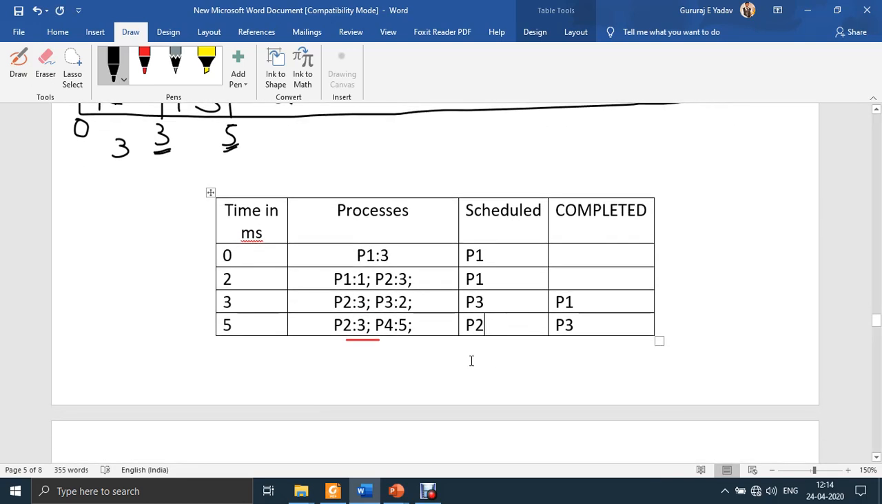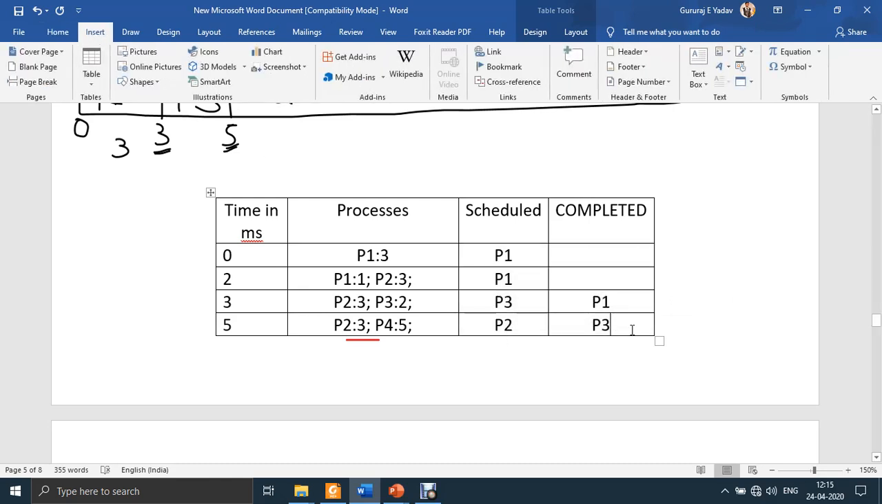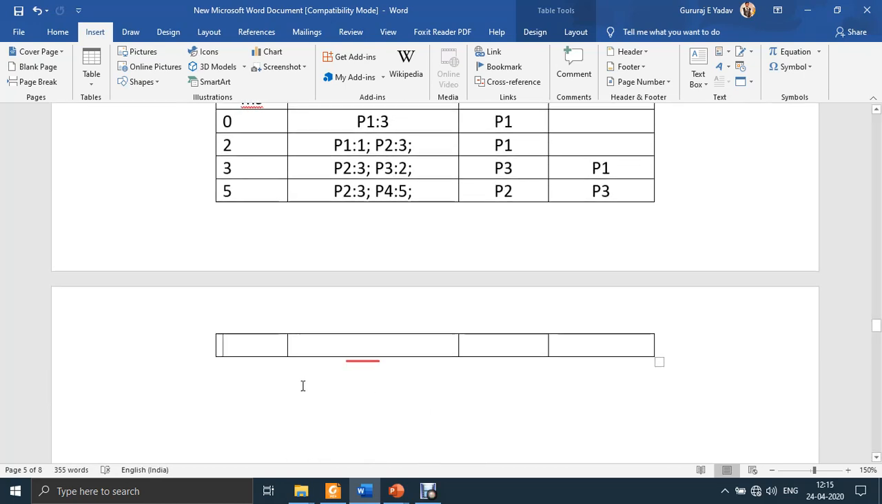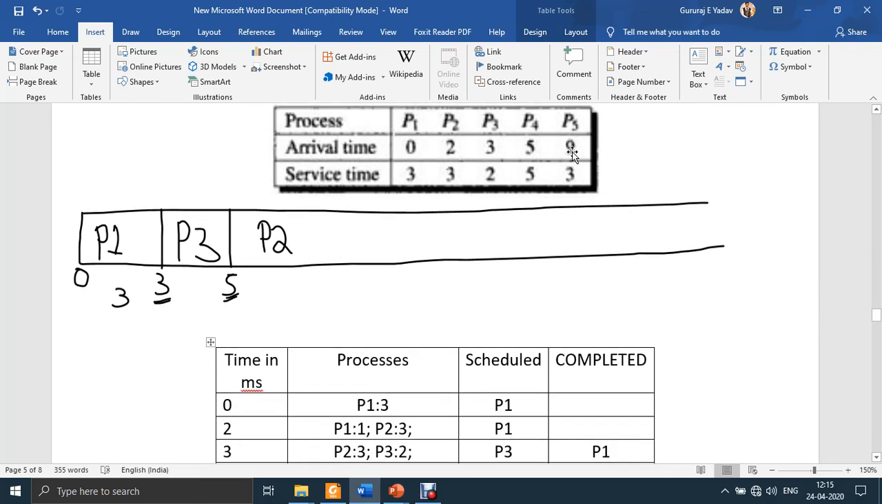I am going slow because it is very important. This is the problematic part in this entire model, and it will usually be asked for 6 to 8 marks, so we cannot neglect this. So P2 gets the chance to execute at 5 milliseconds. Now till what time will P2 get its chance to execute? That depends on what the next time interval is, when a new process arrives. The next new process which is ready for execution will arrive at 9 milliseconds.